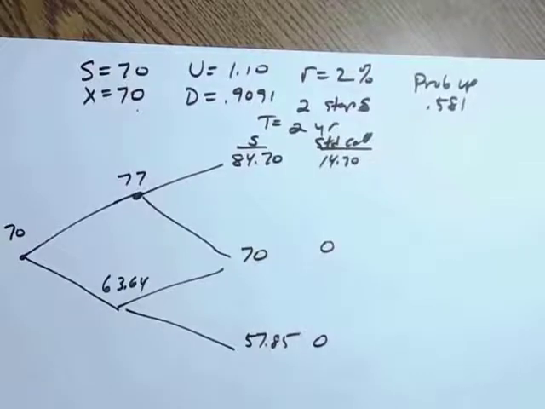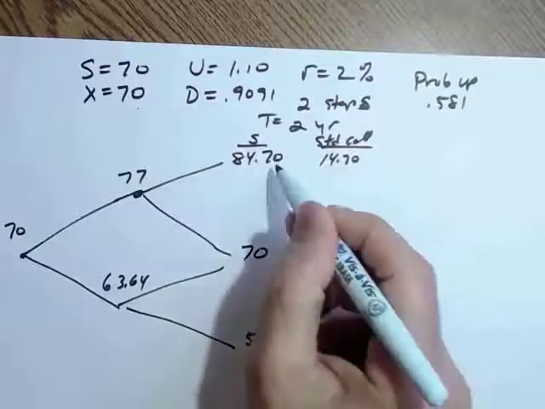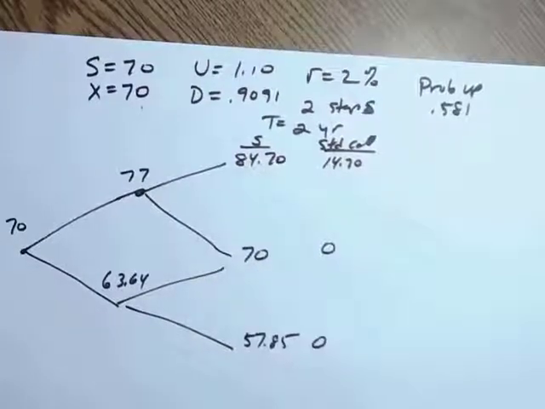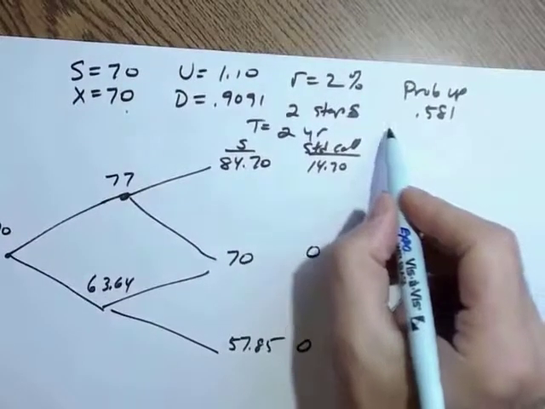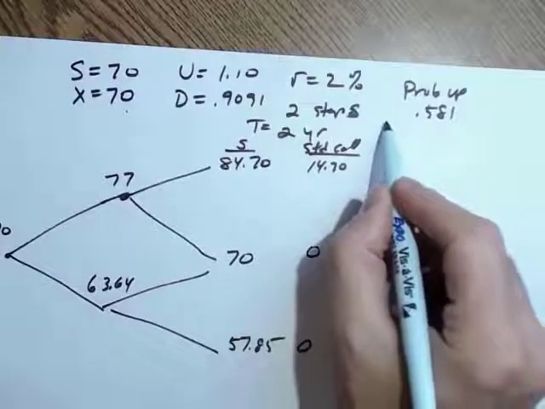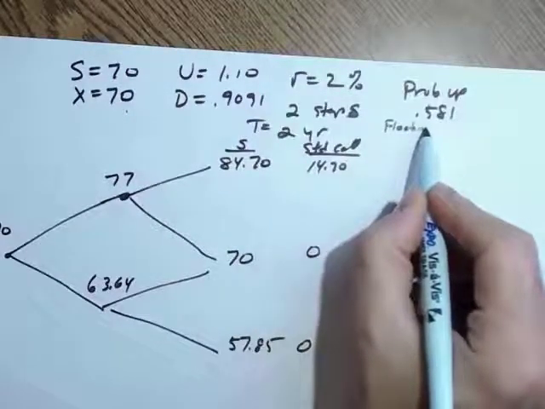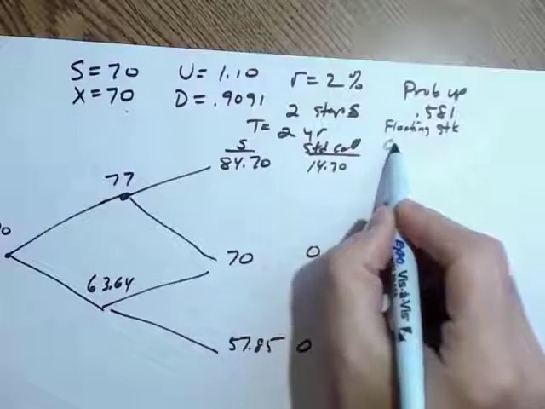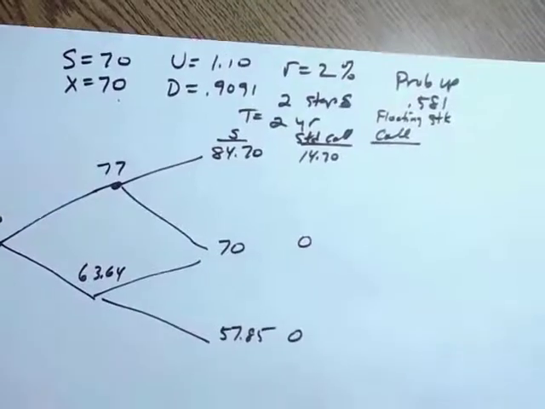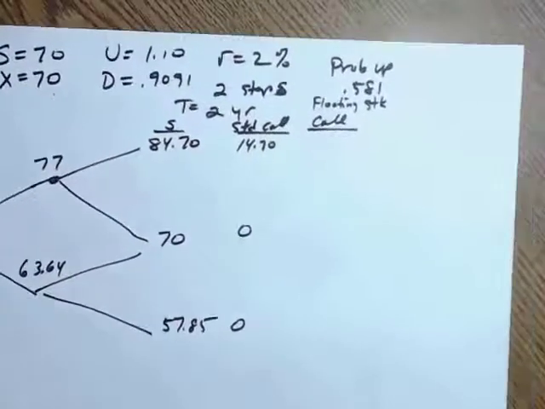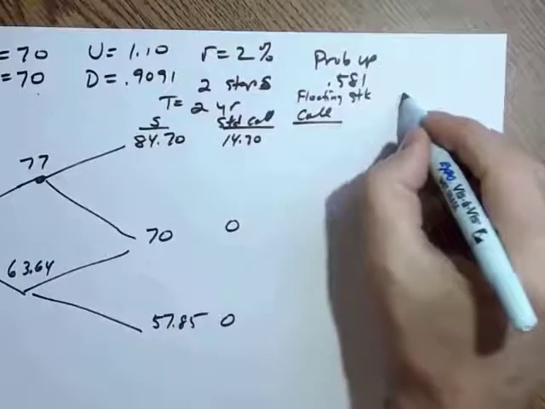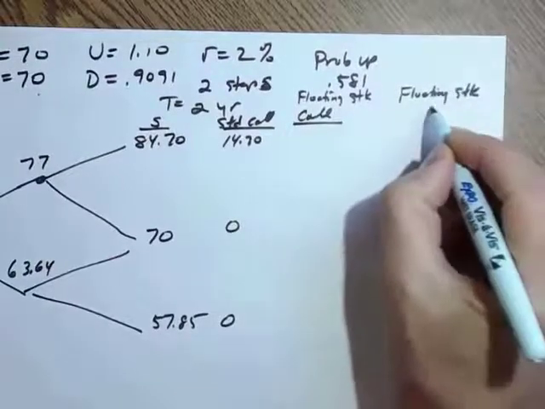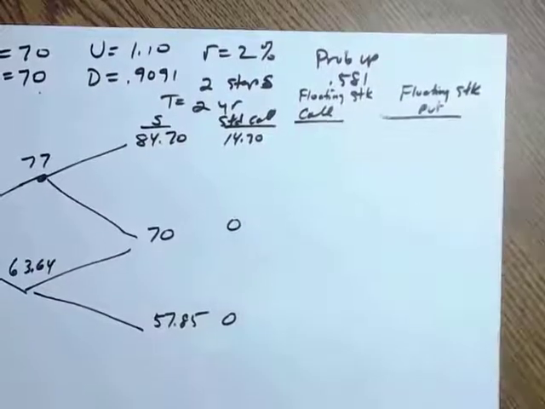Those options depended only on the stock price at expiration. Now what we're going to do is a floating strike call, and then we'll do the floating strike put. The floating strike put will be the next one.